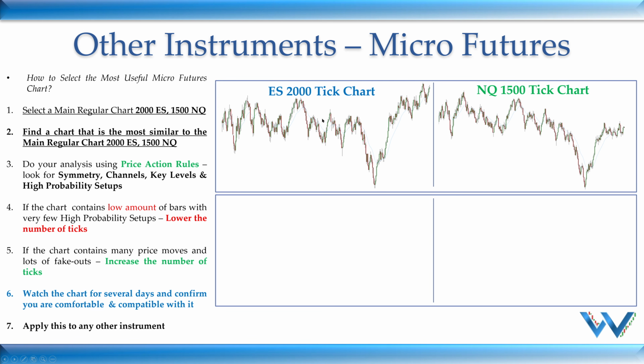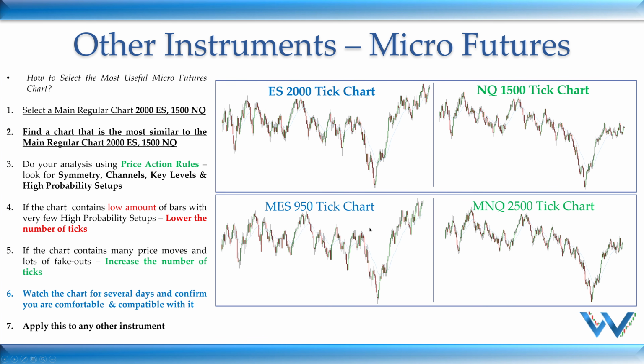So if I want to find the best, the optimal micro future MES or MNQ tick chart, I want to find a tick chart that is similar to 2000 ES and 1500 tick charts. So once again, I'm gonna tweak these tick charts. I'm gonna look for the ideal number, and as you can see, MES 950 tick chart is very similar to 2000, and MNQ 2500 tick chart is very similar to 1500 tick chart. So in that way, I can trade the micro futures by being very similar to regular futures charts. Once again, increase or lower the amount of ticks if you want to find the best chart. Watch it for several days and make sure if you are comfortable and compatible with it.